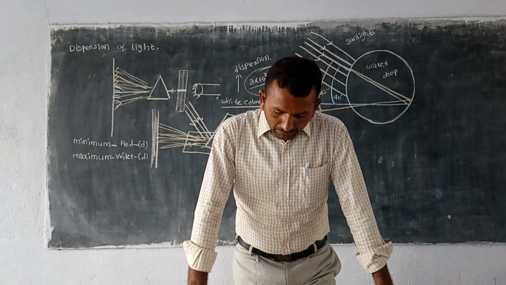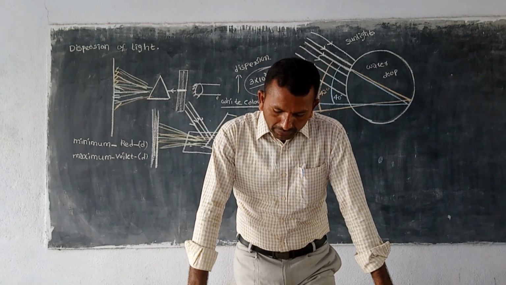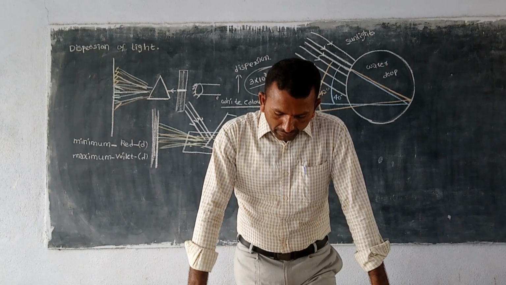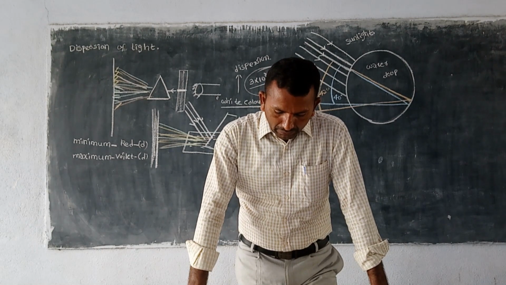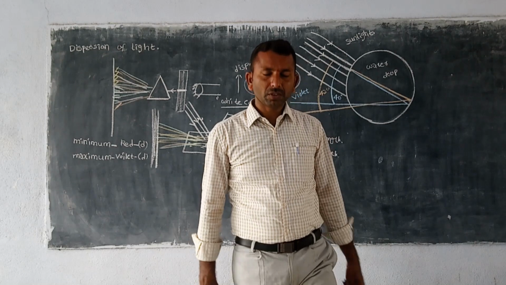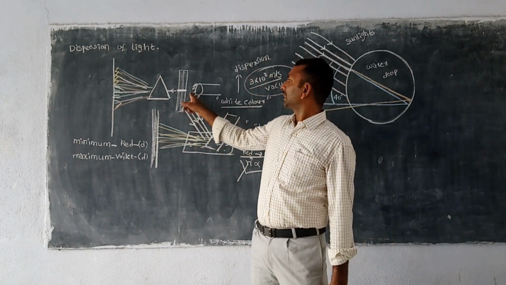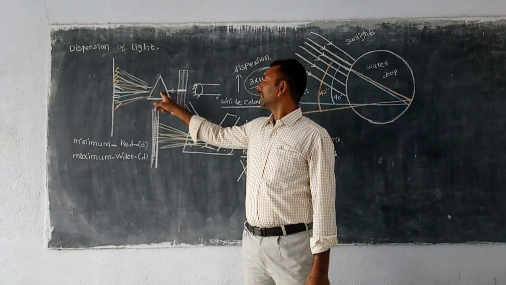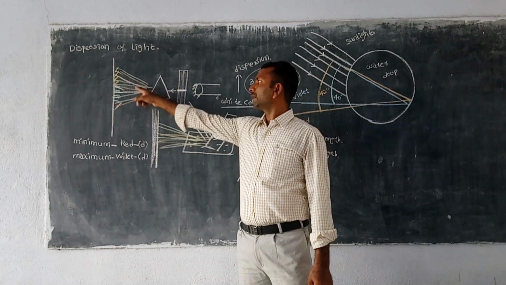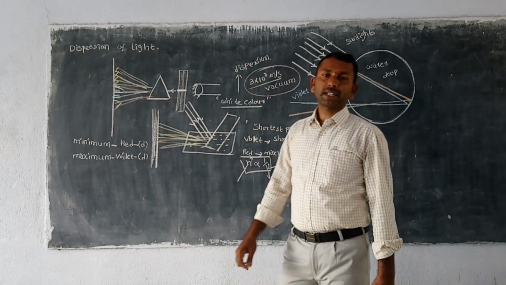We noticed that when white light passes through a prism, it splits into 7 colors. Let us assume that we have sent a single color ray through the prism. We have already noticed that when a single color light ray passes through the prism, it disperses into 7 colors.